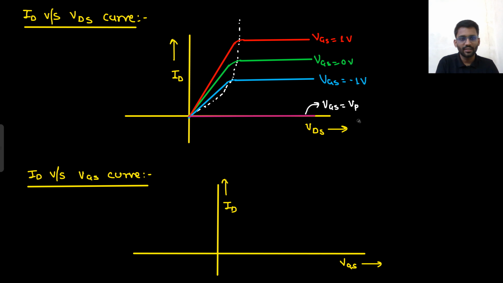At VGS equals VP, the current is 0. Because there will be so much negative potential that the channel will be depleted of charge carriers, and electrons from the source side cannot go towards the drain side. So the current will be 0.